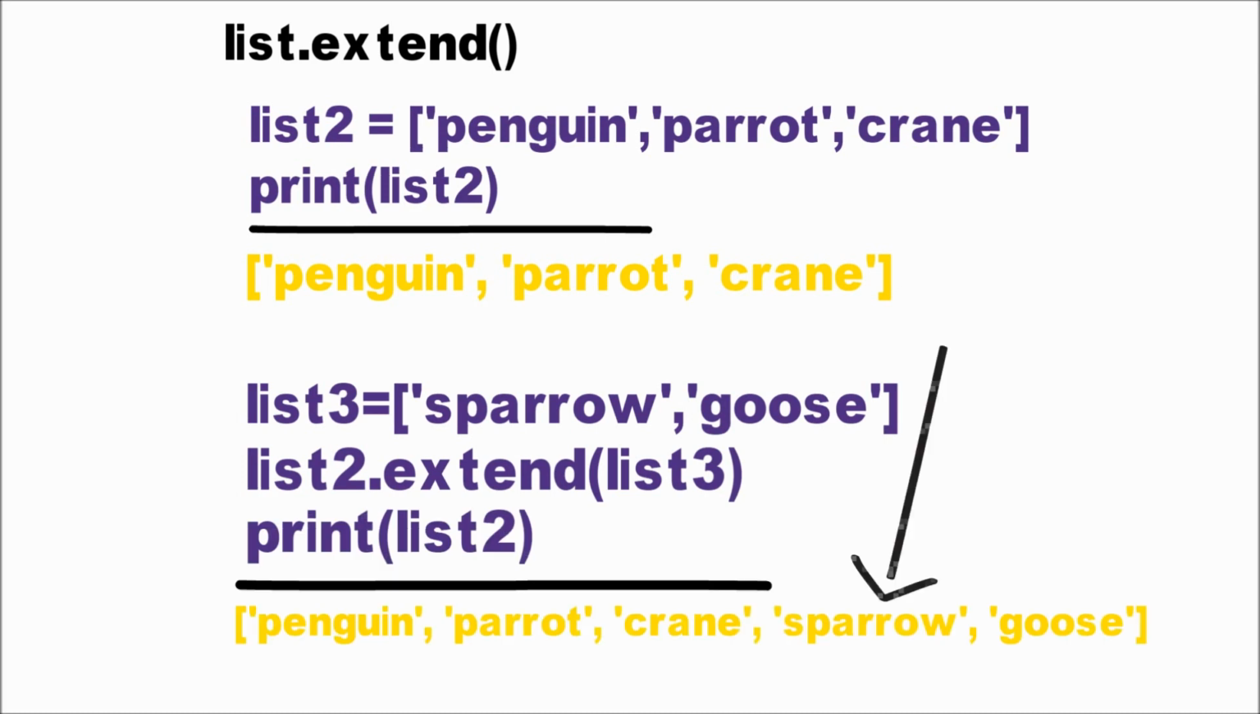Let's print list2, and we can observe that each element of list3 is added as a separate element or a separate item in list2.